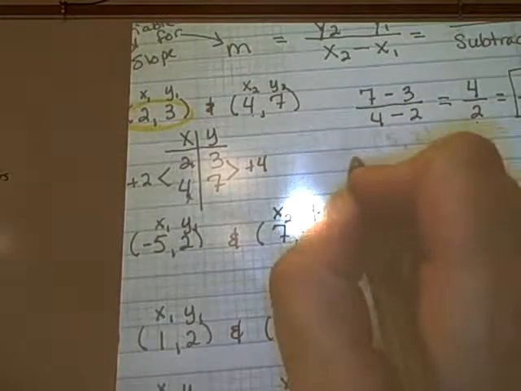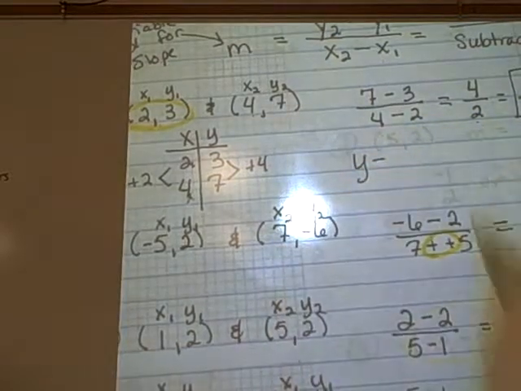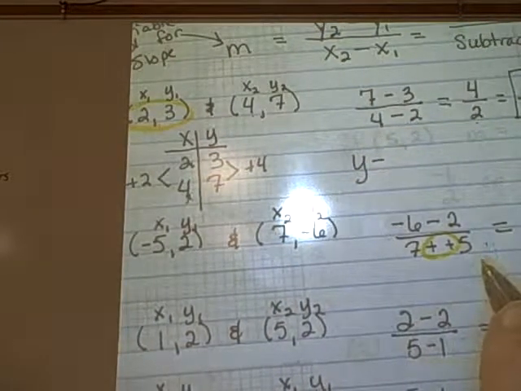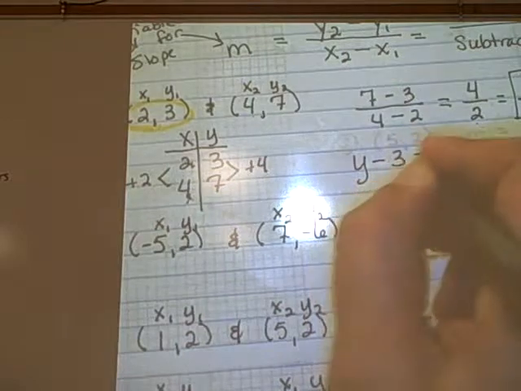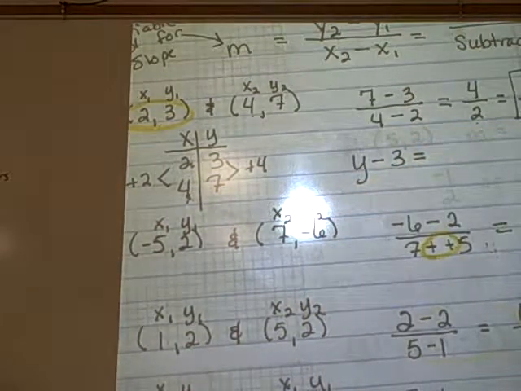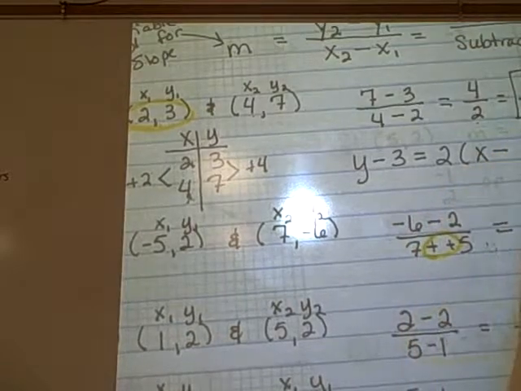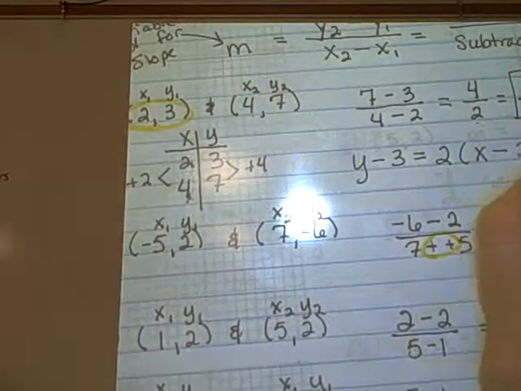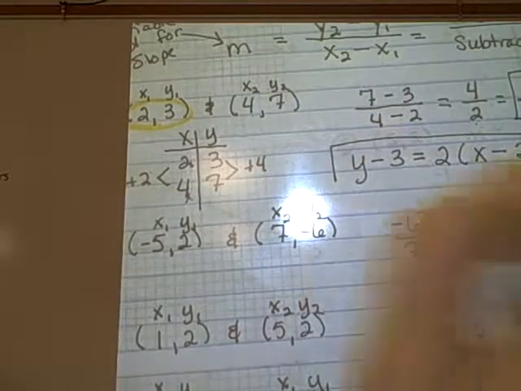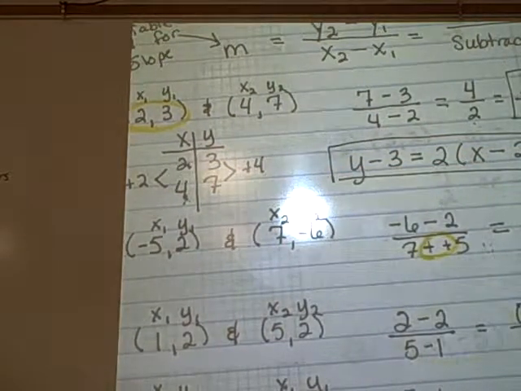So down here, let's write this equation. y minus the y number. What's the y number? 3. Equals m. What's my m number? 2. x minus the x number. 3. No, 2. That's 2. And you've written the equation.